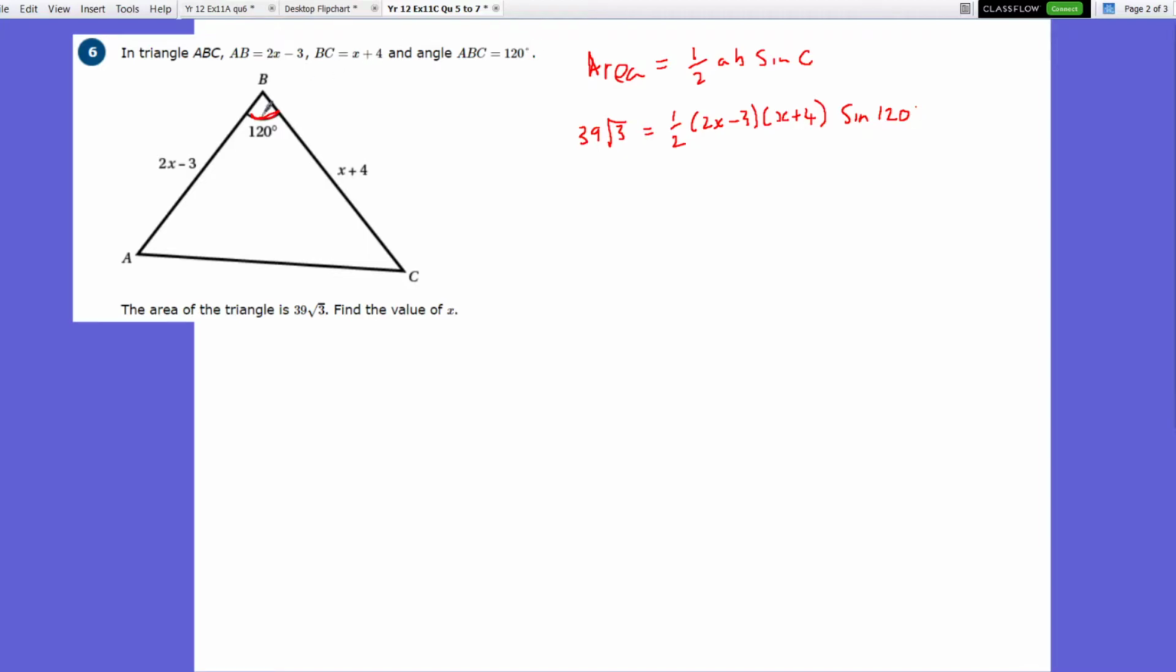Now before we deal with that, let's deal with this half. The opposite of half, to get rid of half, is doubling it. So if we double both sides, double 39 is 78 root 3, which is equal to. Now, let's just keep that here at the moment.